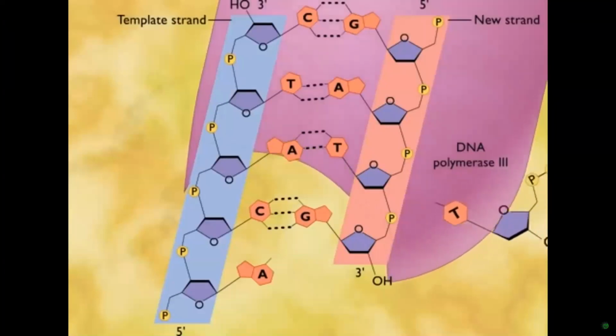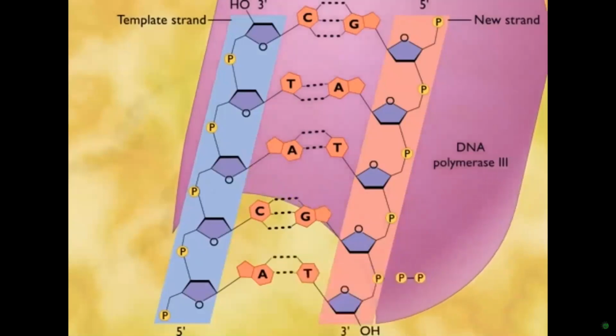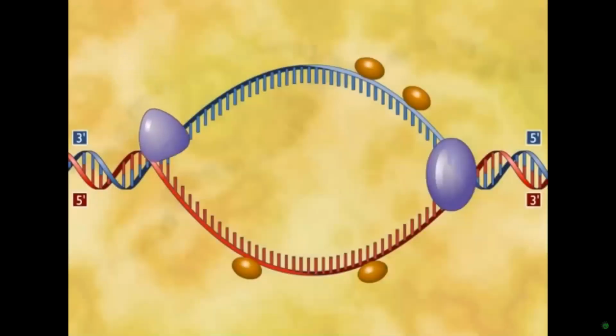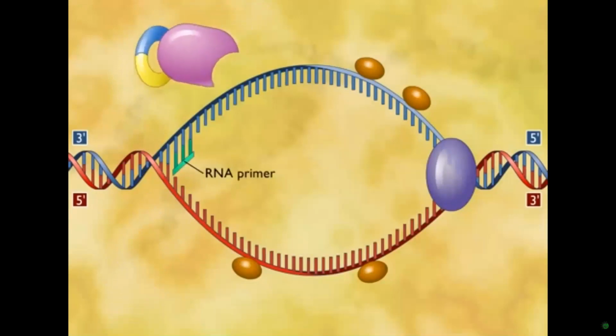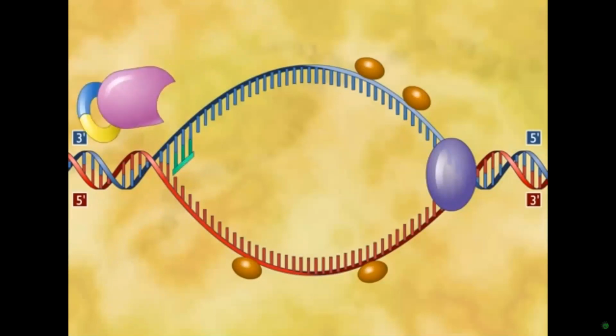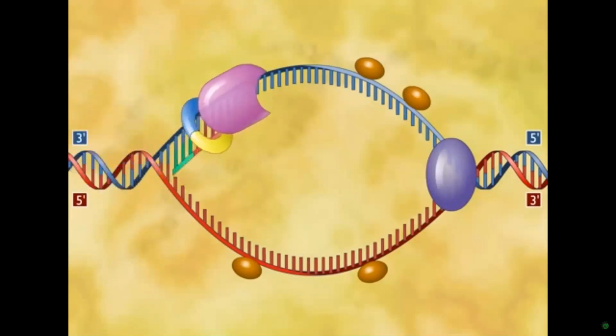DNA polymerase 3 can only add a nucleotide to the 3' end of a pre-existing chain of nucleotides, and it cannot initiate a nucleotide chain. Therefore, an RNA polymerase, called a primase, constructs an RNA primer, a sequence of about 10 nucleotides complementary to the parent DNA. DNA polymerase 3 can then add deoxyribonucleotides to synthesize the new complementary strand of DNA.